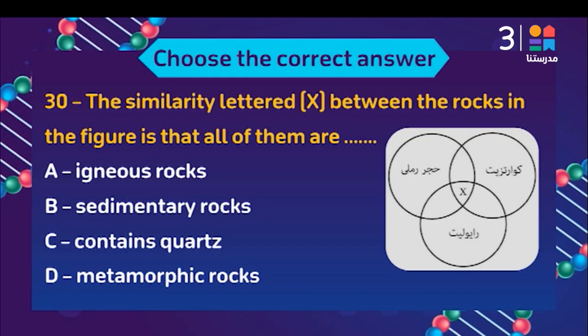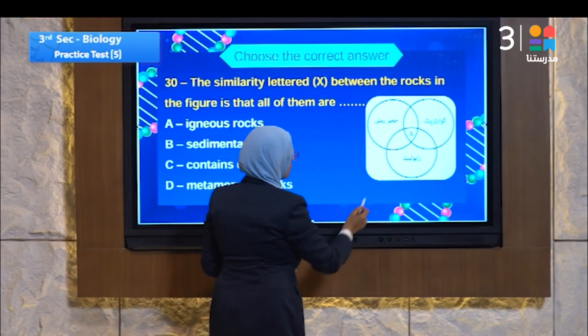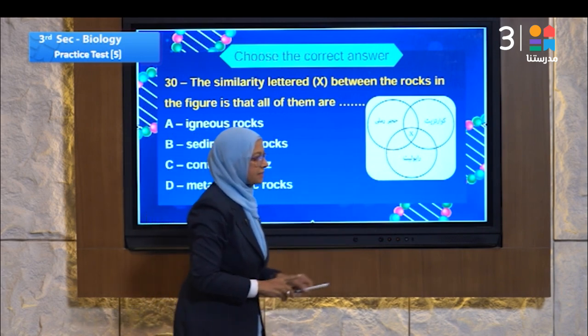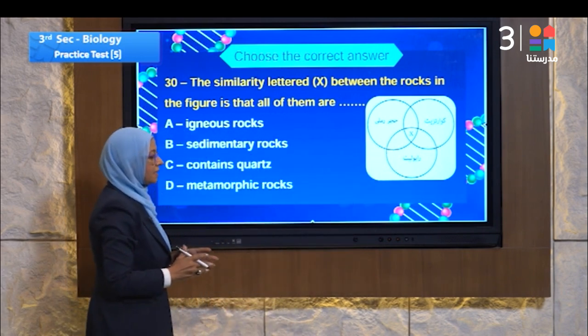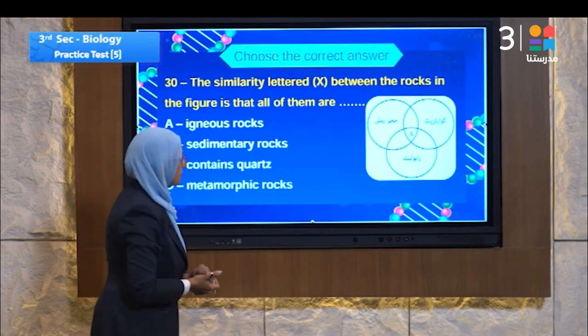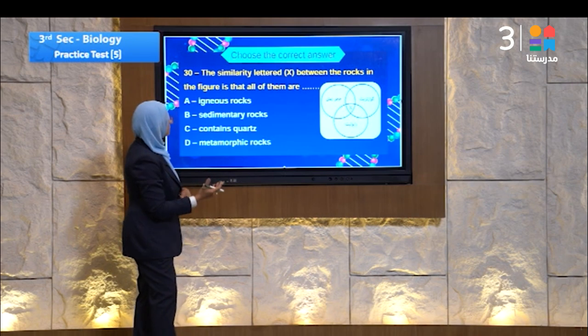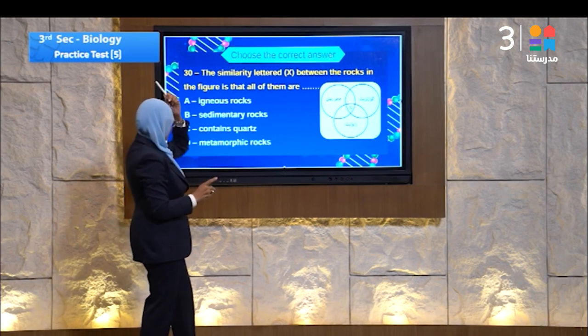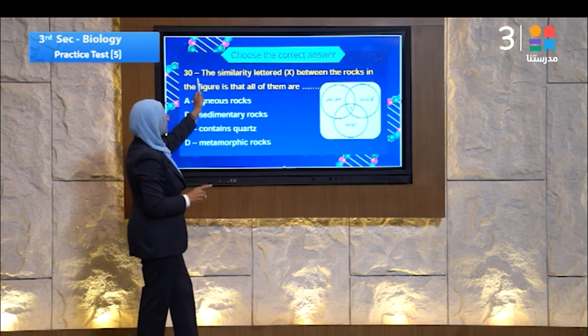Let's go to question number 30. Earth science again. There are 3 circles. One of them is quartzite, sandstone, rhyolite. And there is a letter here, X. X means it has a common structure or a common behavior or a common what? Let's read the question and find what they are asking for similarity.